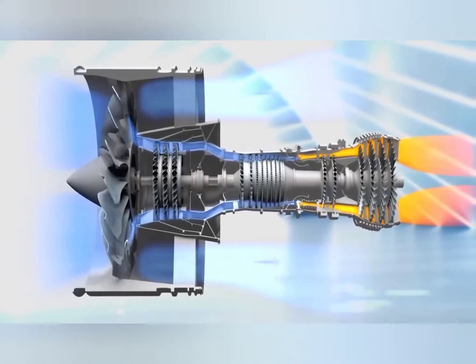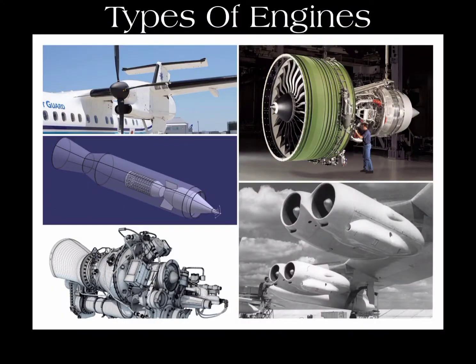Hope you all have understood the working of a jet engine. Now let's discuss its types. Today we will discuss 5 main engines which are used on aircraft: turbofan, turboprop, turboshaft, turbojet and ramjet. Let's discuss them one by one.